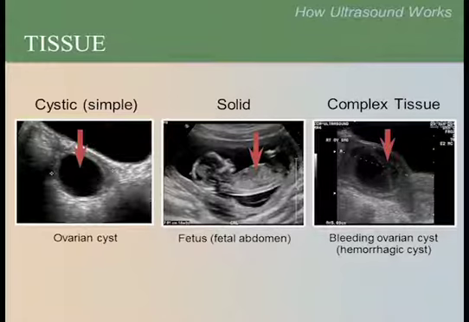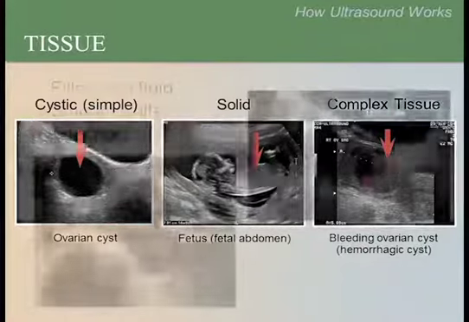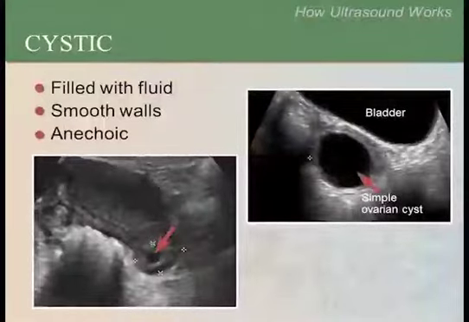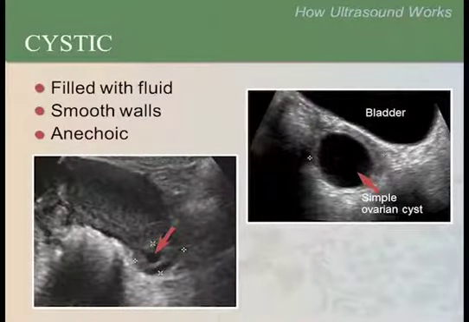We will now look at each type of tissue more closely. A cystic structure is filled with fluid and its walls are generally smooth. Because a cyst is fluid, it will be anechoic. These are both images of ovarian cysts.